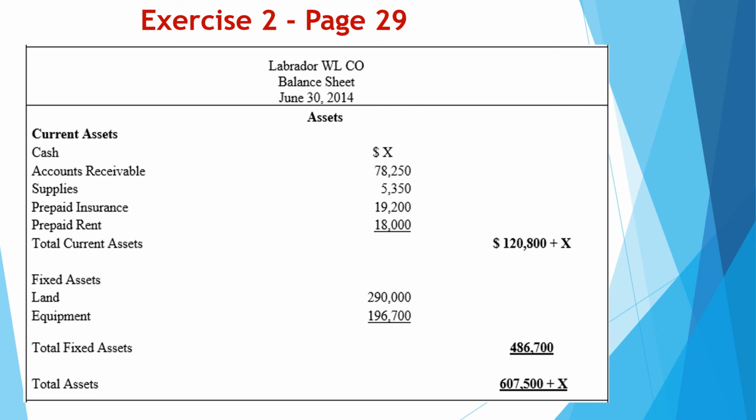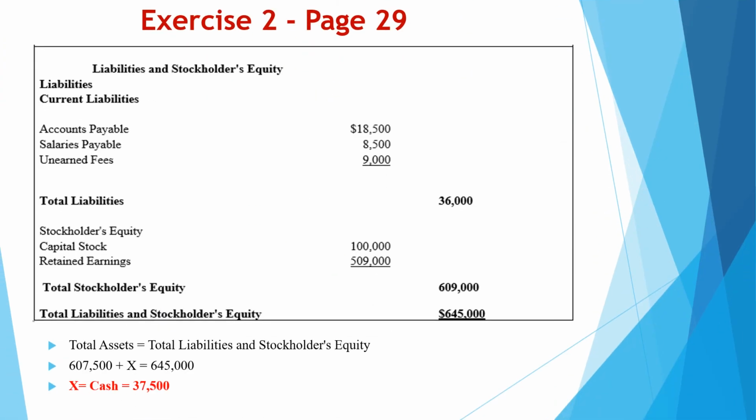Then we have the land and equipment under the fixed assets, and the total of land and equipment is the total of fixed assets, which is 486,700. And now we have to find the total assets. The total assets in this exercise is equal to the total current assets plus the total fixed assets. So 120,800 plus X plus 486,700, then the total assets equal 607,500 plus X.